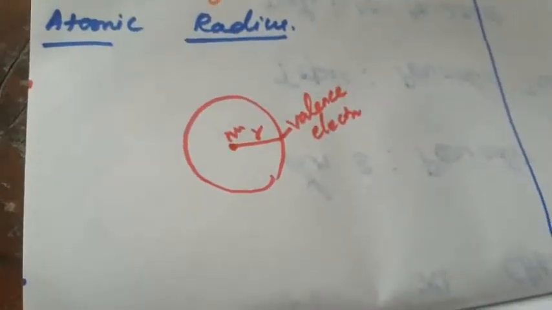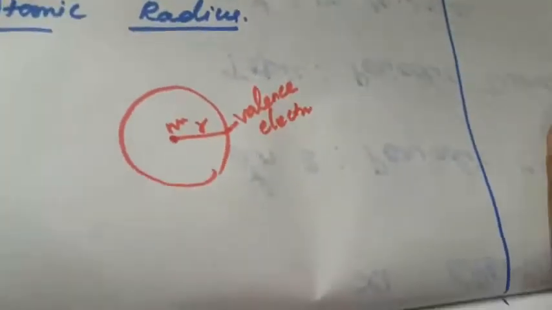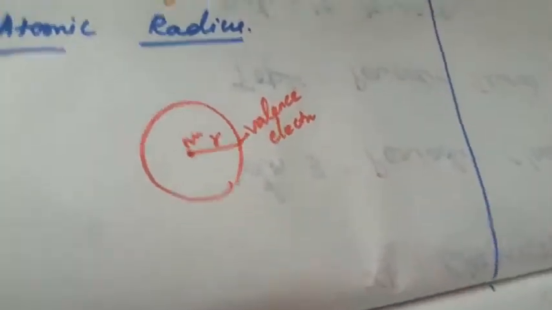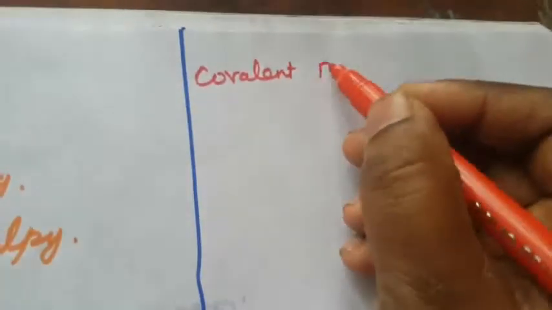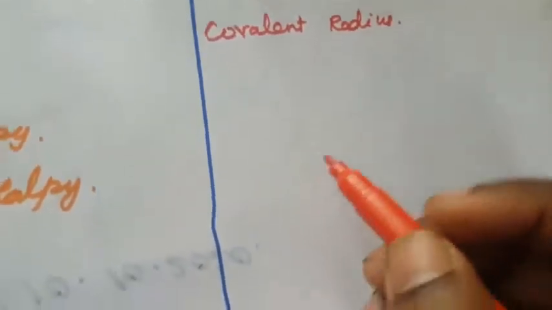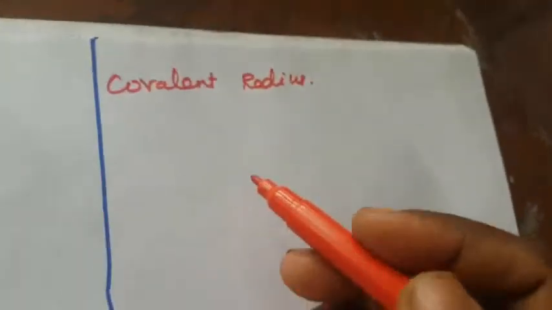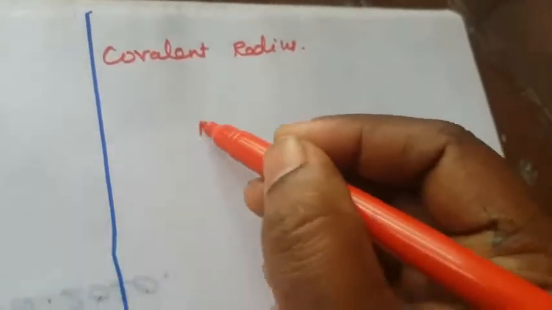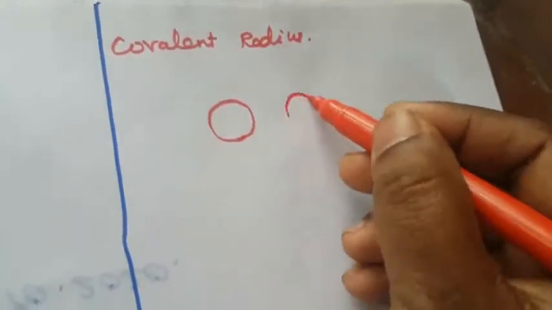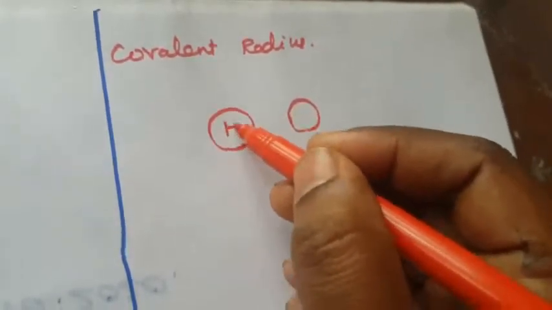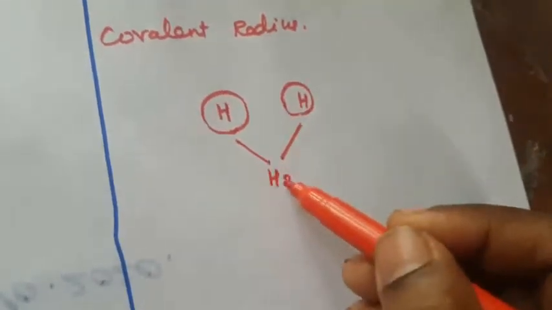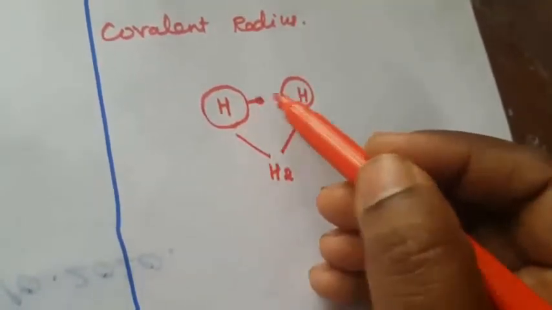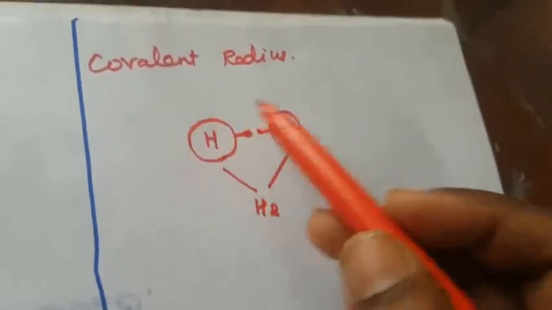So how to calculate the atomic radius? That is called the covalent radius. Before going to that, what is a covalent bond? You have studied it in 10th standard. It is the sharing of two electrons, one electron from each atom. This is one hydrogen atom and this is another hydrogen atom, sharing the two electrons to form the hydrogen molecule. That is called a covalent bond.